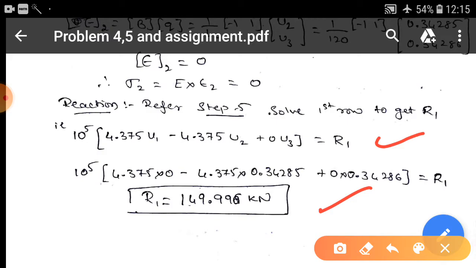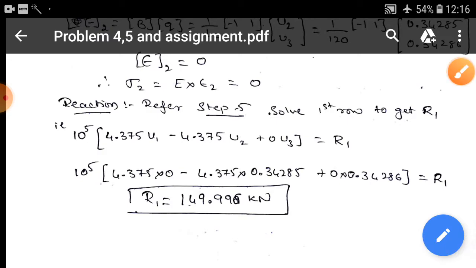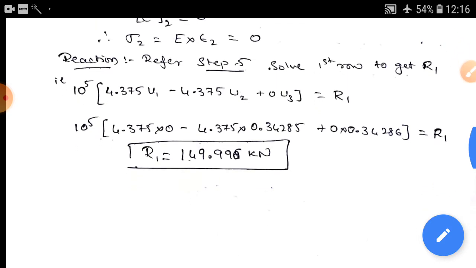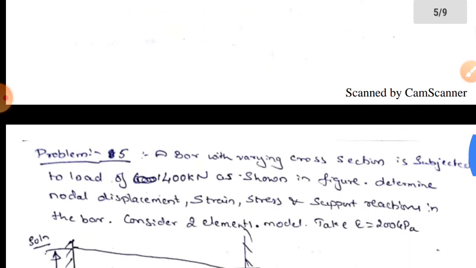This is what we keep telling: this method gives us an approximate solution, not an exact solution. The load applied was 150 kilonewton. Approximately, the reaction generated here is 149.996 kilonewton. So, determining all this, the problem is over. Next we will solve one more problem, that is problem number 5.